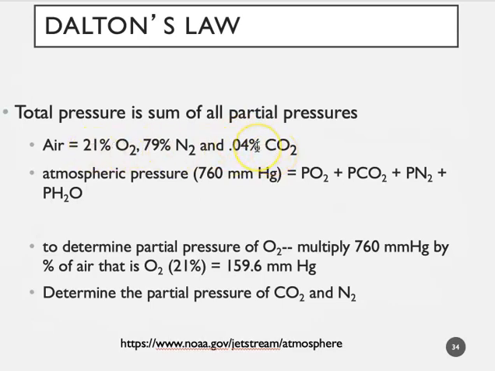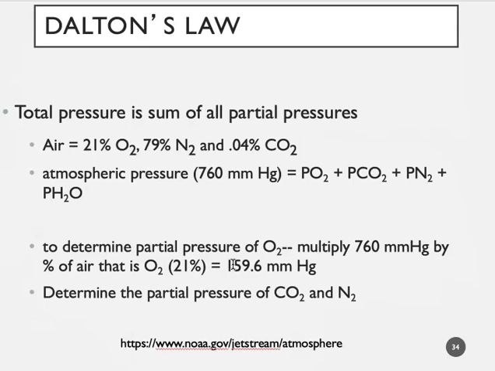Again, these are rounded numbers. If you want more specific numbers, I provide you the link and you can get more accurate numbers, but for our purposes, this is what we're going to use. Let's say we want to determine the partial pressure of oxygen. We multiply that 760 mmHg, the entire atmospheric pressure, by the percent of air that is oxygen. So we multiply 760 mmHg by 21%, or 760 times 0.21, and we get 159.6 mmHg. That is the partial pressure of just oxygen.